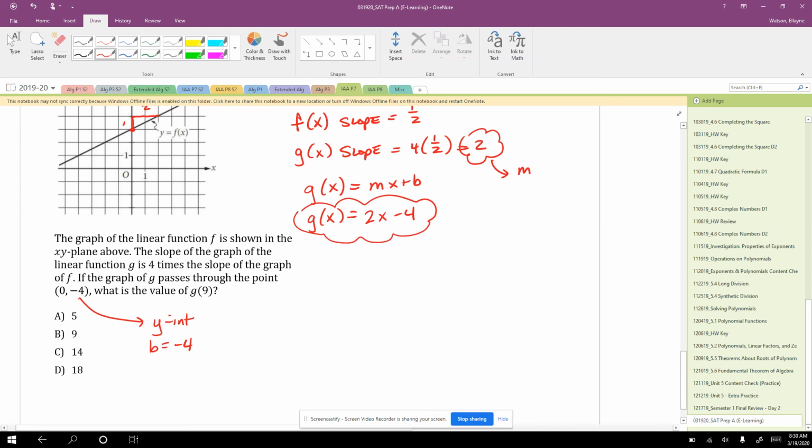Okay, the question again says, what is the value of g of 9? Okay, well, we can do that now. Now we just plug in 9 for x into our g function, and we get 18 minus 4, and we get 14. So the answer there is C.